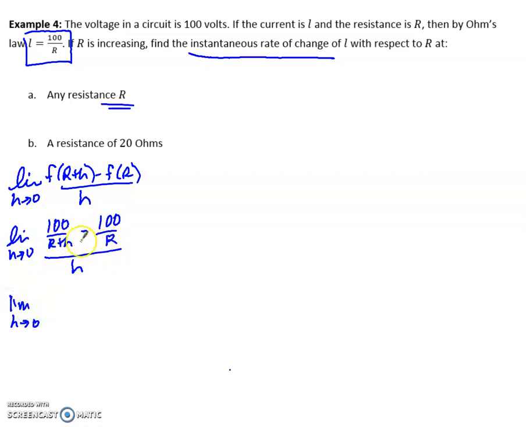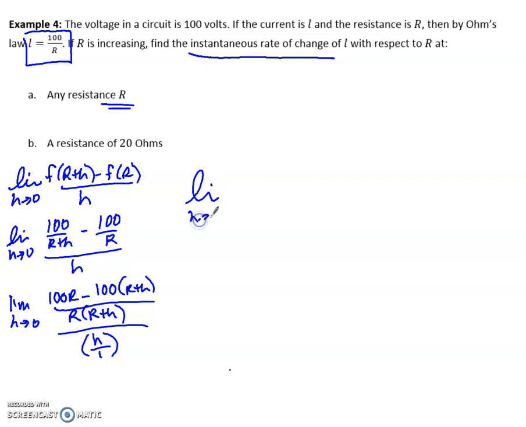Okay, then I'm going to make common denominators, which you learned how to do in the last unit. So my common denominator here is R times R plus h. So this guy gets multiplied by an R, this guy gets multiplied by an R plus h, and then all of that is still over h over 1. I'm going to distribute that. On top, the 100 R's cancel, and I end up with a negative 100h over R times R plus h, and then technically times 1 over h.